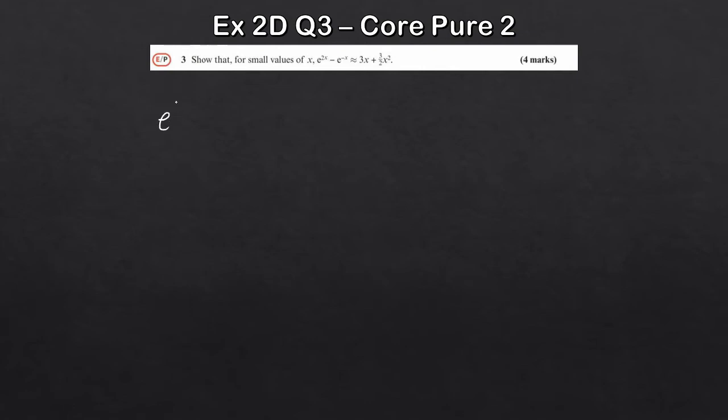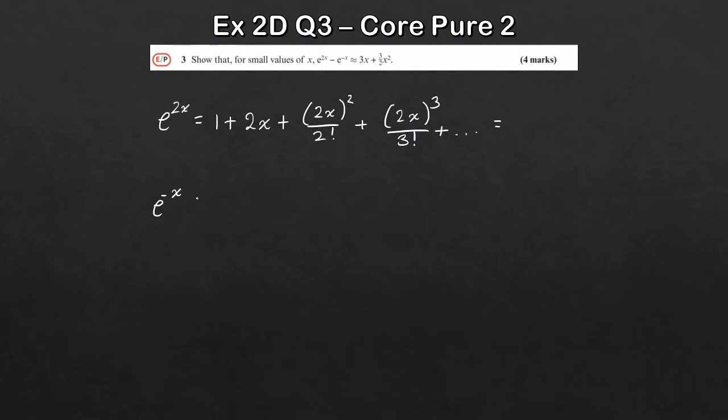So my two expansions are going to be e to the 2x. So we write that one out first. So that's going to be 1. Again, use your formula books. It's 1 plus 2x plus 2x squared over 2 factorial plus 2x cubed over 3 factorial, and so on and so on. Okay, so we don't need to carry on, but we'll simplify that in a second. And then my other one is the e to the minus x. So e to the minus x, well, that'll be 1 minus x plus minus x squared over 2 factorial plus minus x cubed over 3 factorial, plus so on and so on.